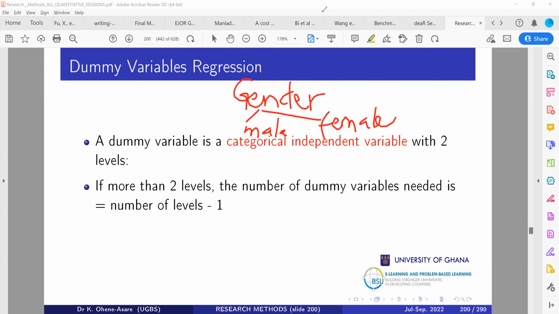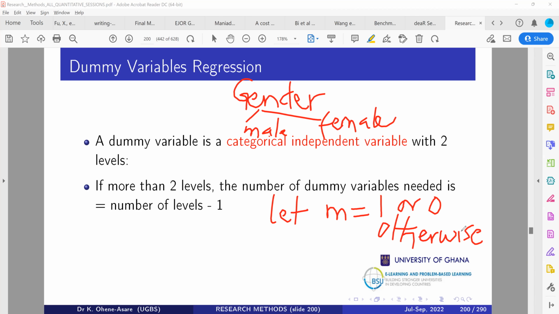So there are 2 levels. And therefore, whenever there are 2 levels, you have how many dummies? 1 dummy. So if I were to create a dummy, I'm just showing you how to create a dummy. Let M be equal to 1, where M is male. Let male be equal to 1, or 0 otherwise.